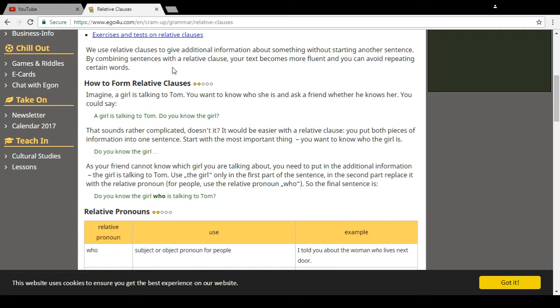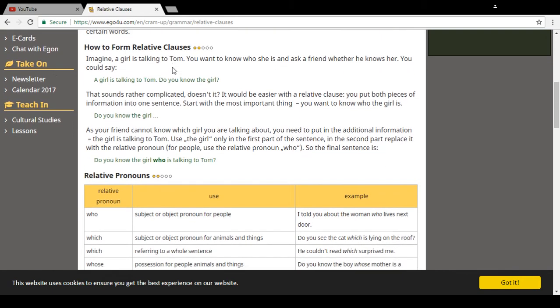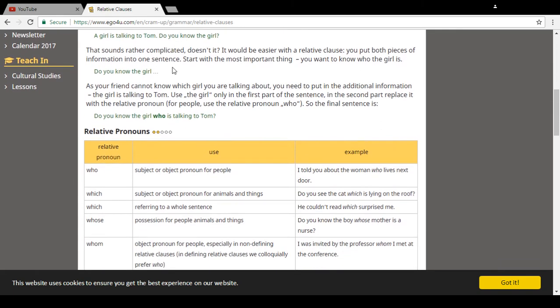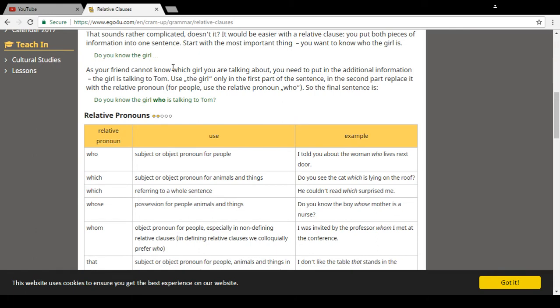It would be easier with a relative clause. You put both pieces of information into one sentence. Start with the most important thing. You want to know who the girl is. Znači, kreneš sa nekim najvažnijim dijelom. Ti želiš da znaš ko je djevojčica. Do you know the girl?